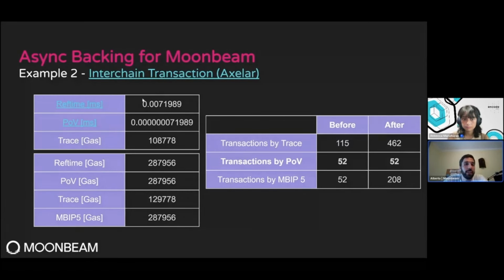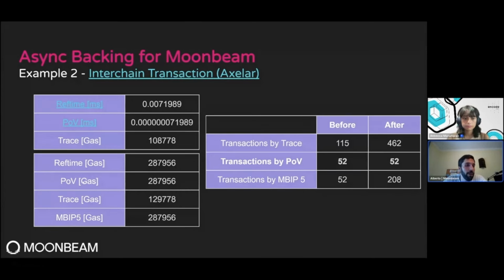So you can see the numbers here, in which now the ref time was this amount of milliseconds. The POV was way bigger. I don't know if you remember the other number, but it was way bigger. And the amount of execution was 108,000 instead of 8,000. So it was a lot more, it was heavier, this transaction. It used more resources.